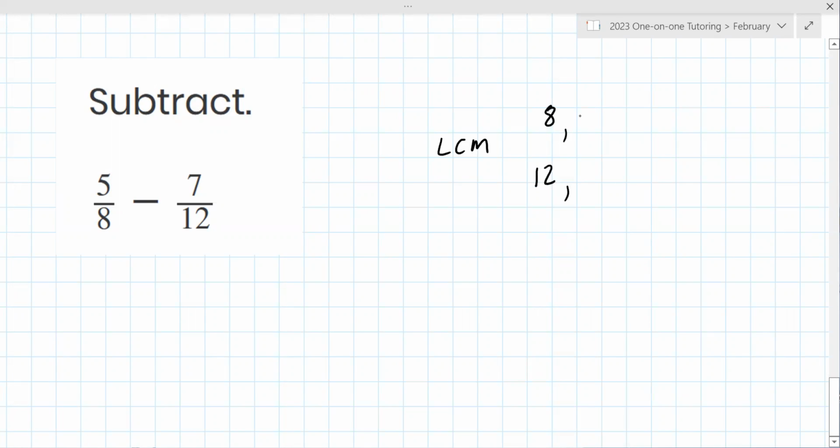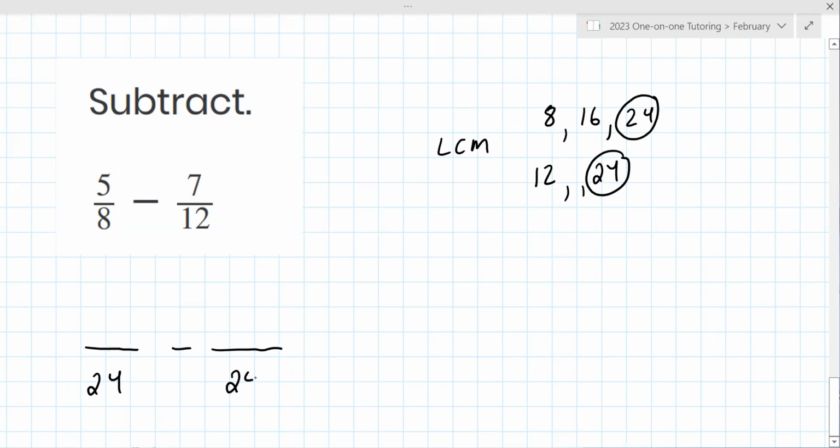So you start writing multiples of 8. Help me out here, Zoe. What is the next multiple of 8? What is 8 times 2? 8 times 2 is 16. How about 8 times 3? 8 times 3 is 24. Okay, and what's 12 times 2? Try again. 12 times 2. 24. Now, do you see how these match? So we want a 24 on the bottom of each.